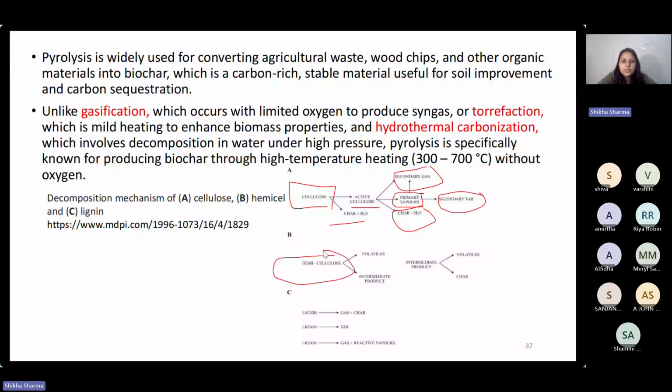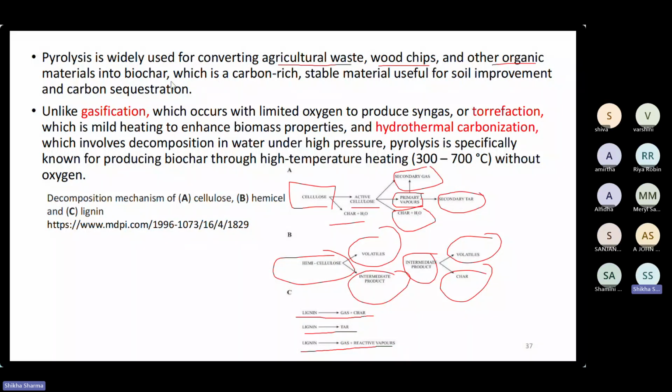And in hemicellulose, volatile compounds and intermediate products are produced. These intermediate products are further converted into volatile compounds and char. Lignin is converted into gas plus char. Lignin can also be converted into tar, and lignin can be converted into gas plus reactive vapors. This way, cellulose, hemicellulose, and lignin will be broken down and produce the char. So pyrolysis is basically used for converting agriculture waste, wood chips, and other organic materials into biochar. Biochar is a carbon-rich, stable material which is used for soil improvement and carbon sequestration.